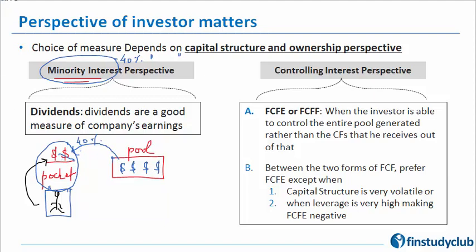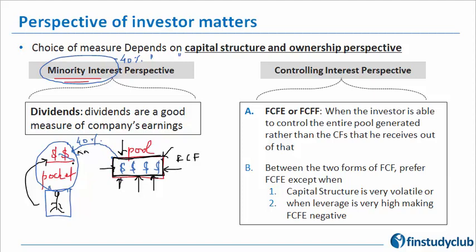But imagine if I was the controller, I had the management under my control. I was in a position to decide what is going to happen to this pool. Will it be distributed, if at all? Will it be invested into capital assets or whatever? So I am able to exercise my control on this pool overall, not on the amount that enters my pocket only. So therefore this pool becomes relevant for my valuation, and that's where the free cash flow to firm is preferred over the dividend.